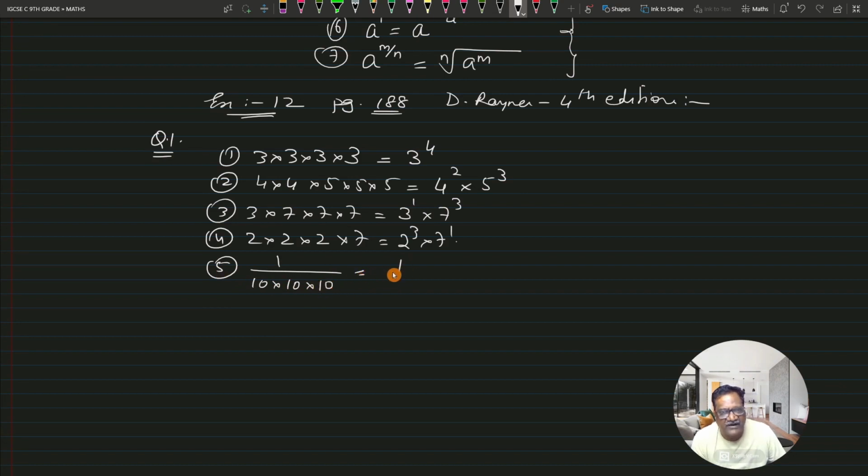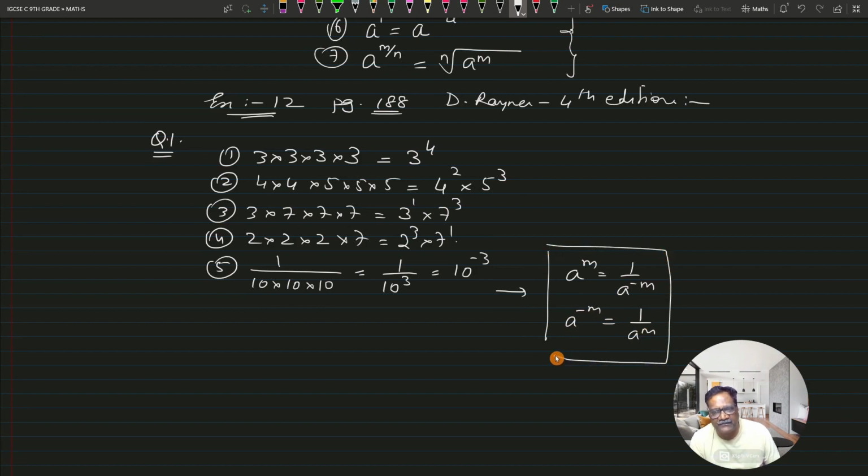This can be written as 1 upon 10 raised to 3, which can be again written as 10 raised to minus 3. Now this is that rule. Which rule I was talking about? I mentioned that rule over here. A raised to m can be written as 1 upon a raised to minus m, or a raised to minus m can be written as 1 upon a raised to m. Okay, both are having the same meaning, right? Okay. So according to that, 1 upon 10 raised to 3. See, the indices form in the denominator, when you take it in the numerator, the index's sign changes. So 3's sign will change from plus to minus. Okay, that's how it works.